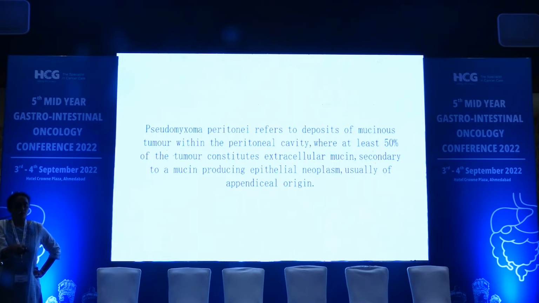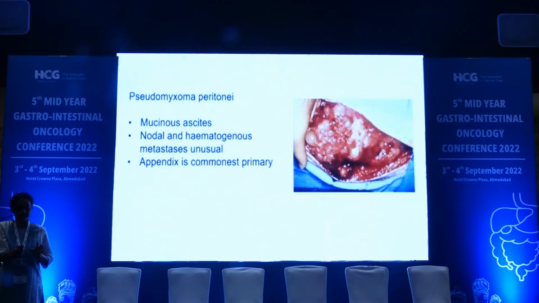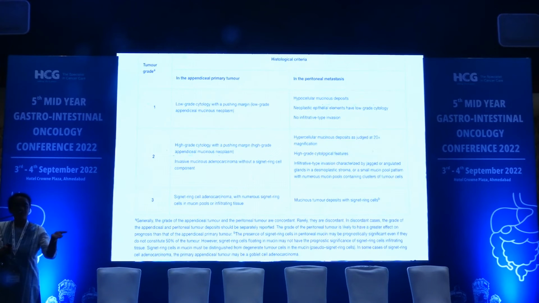Pseudomyxoma peritonei in context to the appendicular mucinous neoplasms or anywhere is the deposit of mucinous tumor in the peritoneal cavity, where at least 50% of the tumor constitutes extracellular mucin, and usually they are of appendiceal origin. So when we have a low-grade appendiceal neoplasm, usually we have hypocellular mucinous deposits which are having few epithelial cells without any cytological atypia. The moment we see destructive type of invasion in the peritoneum, it becomes grade 2, and signet ring cells grade 3 in the pseudomyxoma peritonei also.